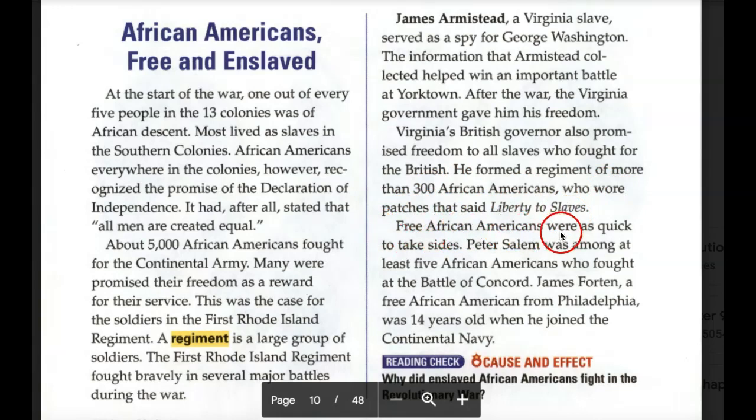Free African Americans were as quick to take sides. Peter Salem was among at least 5 African Americans who fought at the Battle of Concord. James Forten, a free African American from Philadelphia, was 14 years old when he joined the Continental Navy.